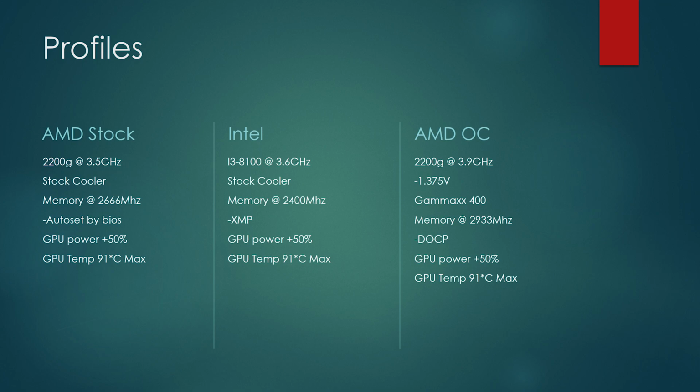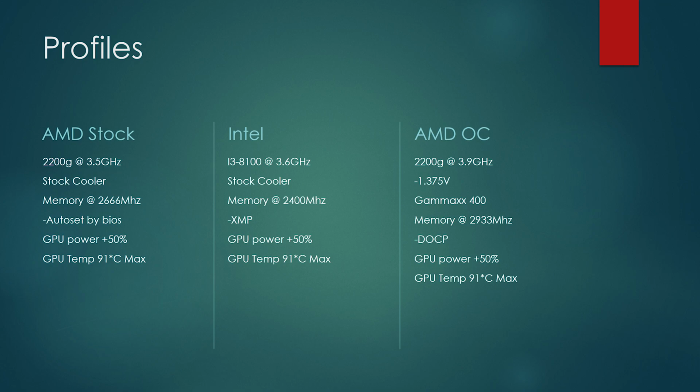The Intel system is pretty much identical: 3.6 gigahertz, stock cooler. Memory was set at 2400 megahertz, that was the XMP profile. Again, GPU exactly the same as previous. And then the AMD OC, 3.9 gigahertz. I achieved that with 1.375 volts, and we used the GameX 400 to cool it. Memory at 2933 megahertz via the DOCP, and then the same GPU settings.